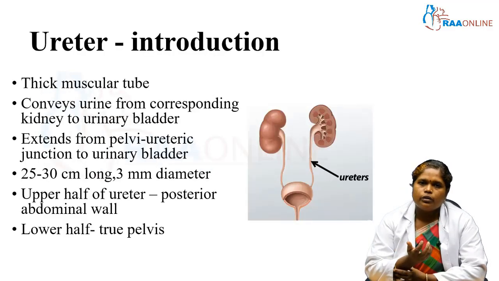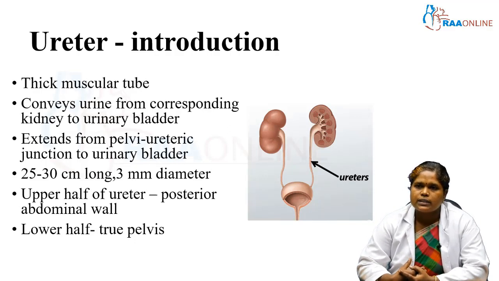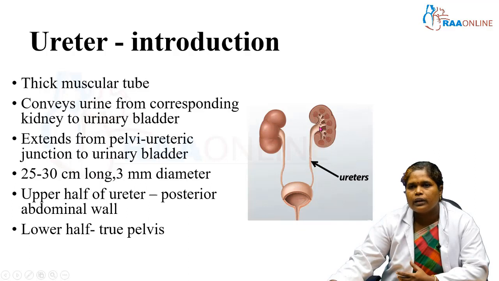So already you have finished with the kidney and urinary bladder. Today we are going to discuss the ureter, which is a thick muscular tube connecting the kidney and the urinary bladder. It conveys the urine from the kidneys to the urinary bladder. So this extends from the pelviureteric junction. This is the renal pelvis. So it starts from the pelviureteric junction and ends in the urinary bladder.